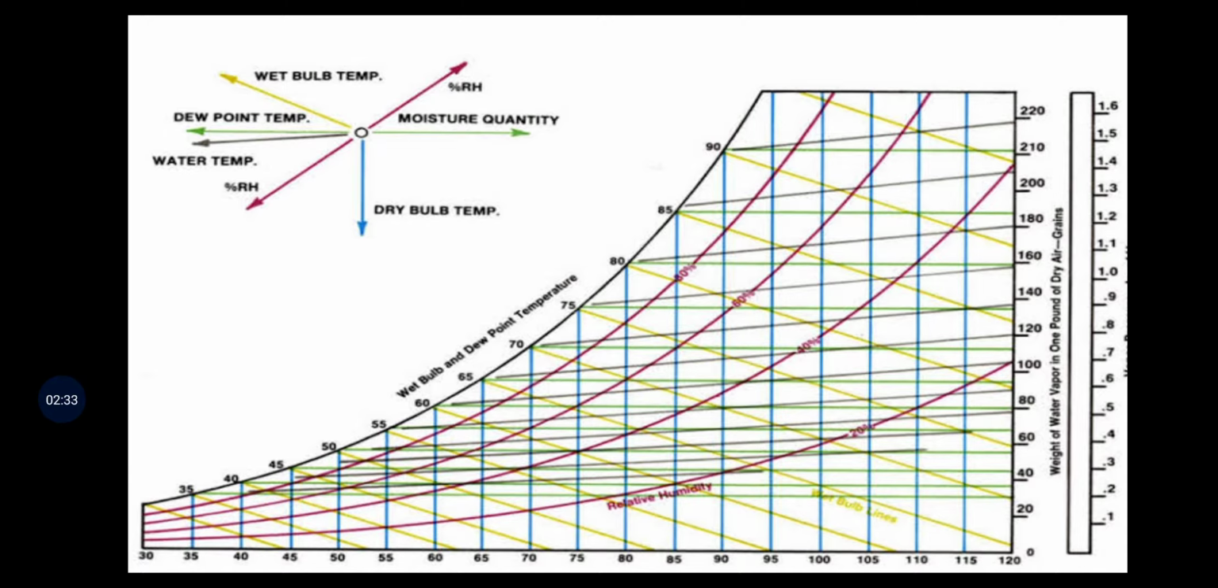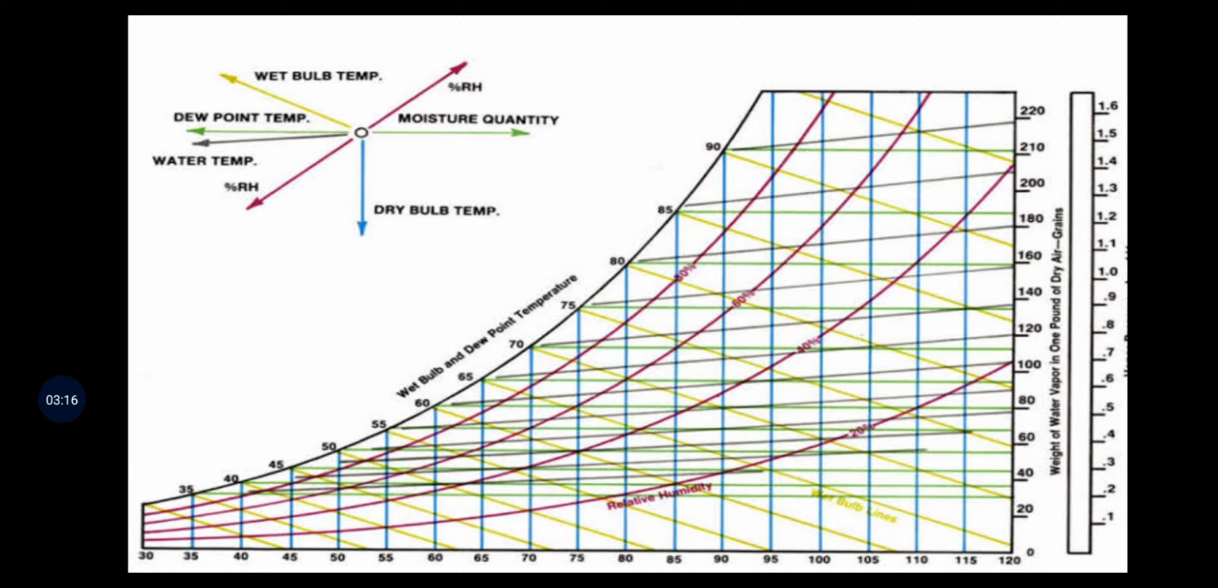Now the curved line shown by the violet line is the relative humidity. Relative humidity is shown in percentages. When it is 100% humid, that means the saturation level is at 100%. After that, if you add any moisture to the air, it doesn't take that moisture content. So the reddish or maroon line shows the relative humidity.